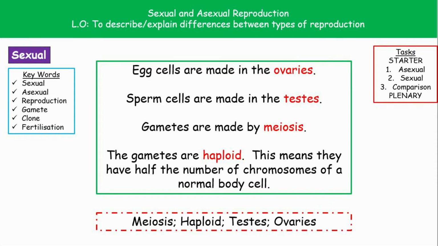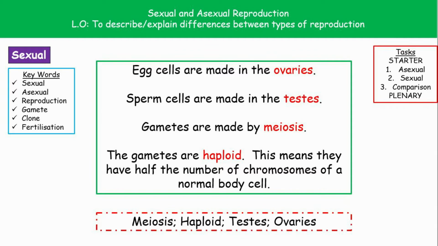Let's double check those answers then. Obviously, make sure you tick any you got right and correct any you got wrong. So egg cells are made in the ovaries, sperm cells are made in the testes. So what we find is that females will have ovaries and they will make our egg cells, whereas the males will have the testes, which make the sperm cells. And in the case of both the egg cells and the sperm cells, those gametes are made by meiosis.